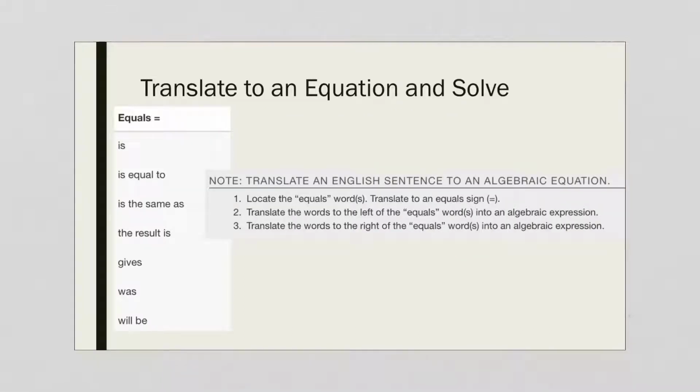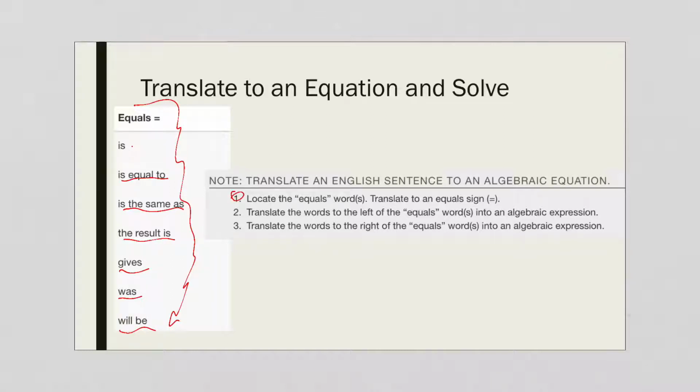All right, so over here on the left-hand side of this page, those are most of the words that translate into equals. So is means equals, is equal to means equals, is the same as, is equals. The result is equals, gives is equals, was is equals, will be is equals. And so what you want to do whenever you're translating is look for those key words or phrases that will tell you where your equal sign lies.